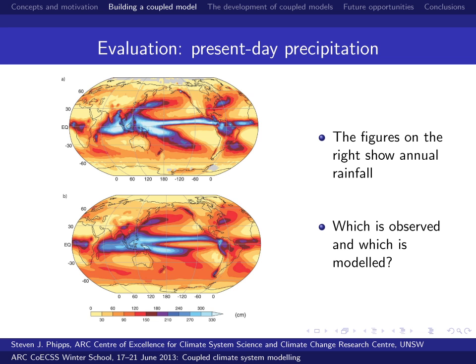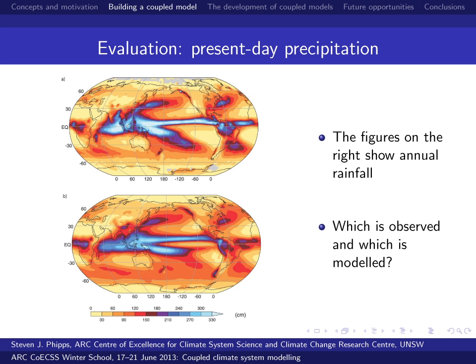So I mentioned evaluation, of course. This is the most critical part of model development. You have to evaluate your model to make sure it agrees sufficiently well with observations before you can go away to use it to do all the really cool science that you want to do.